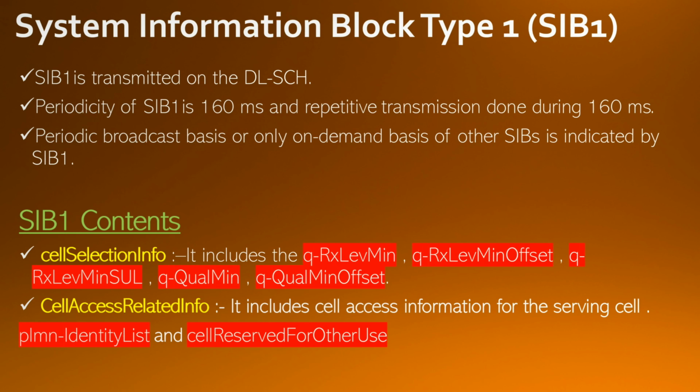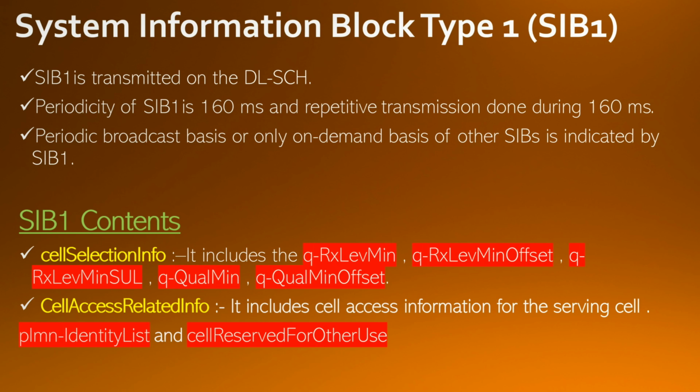If we discuss cell selection info, it includes parameters like Qrxlevmin, Qrxlevminoffset, Qrxlevmin SUL, Qqualmin, and Qqualminoffset. These are the parameters that cell selection information contains. Qrxlevmin is used to get the minimum required received RSRP level in the NR cell for the selection or the reselection.